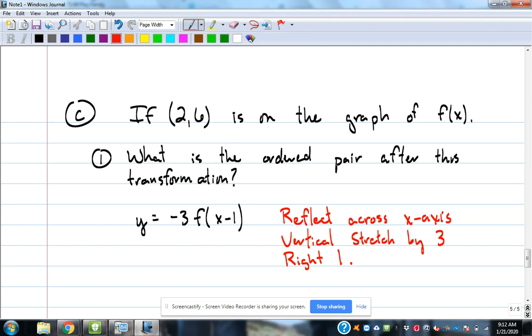Okay, so if it's going to reflect across the x-axis, what part of that ordered pair changes? The y value. So the 6 is going to become -6. And then the next transformation y'all said was vertical stretch by 3. So a vertical stretch changes what? The y. It's a vertical movement, so it's going to change the y value. So we've got -6 right now after the reflection across the x-axis. Vertical stretch by a factor of 3 does what to the y value? It multiplies it by 3. So what's -6 times 3? -18.